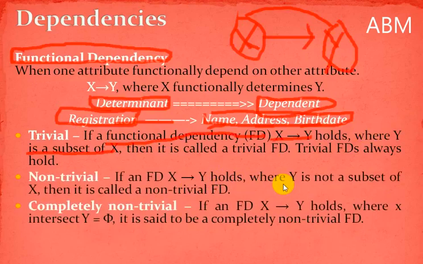Non-trivial dependency holds when y is not a subset of x. It means that some of its elements will be there in x, but not all the elements will be there in x.